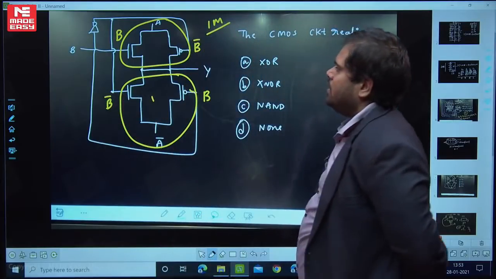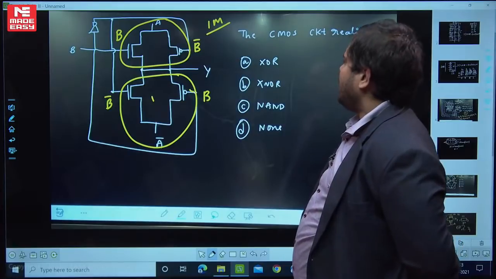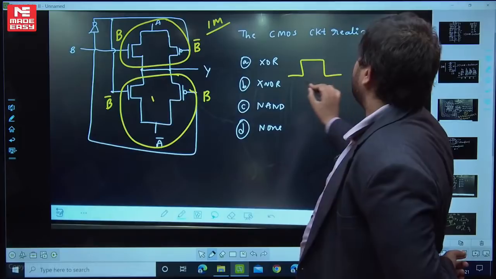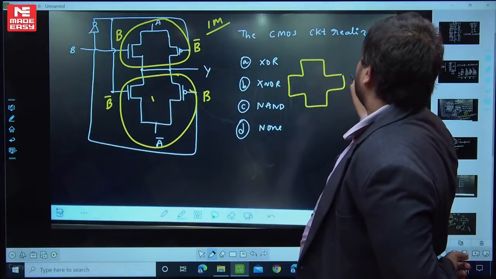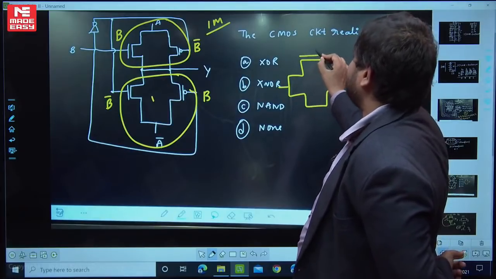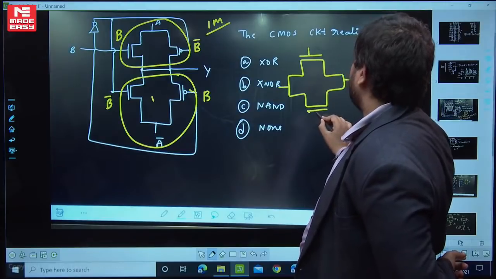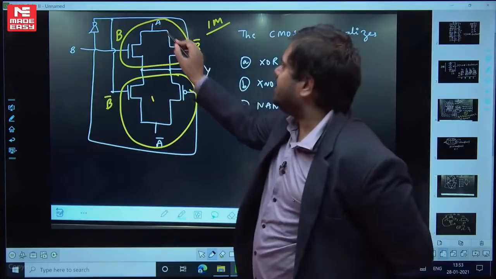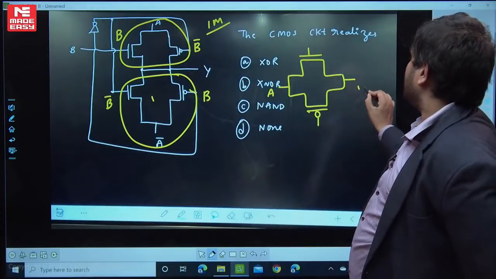So if you just observe here, this is a simple transmission switch. So I can write this entire question like this. This is one transmission switch. We can actually do it directly in 1 second, but I just wanted to complete it. Now this is one transmission switch where A is connected here. This is output Y.